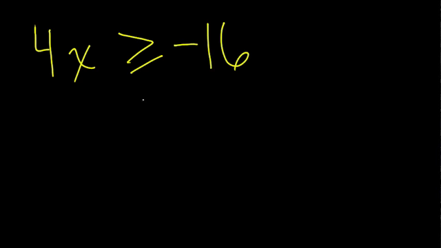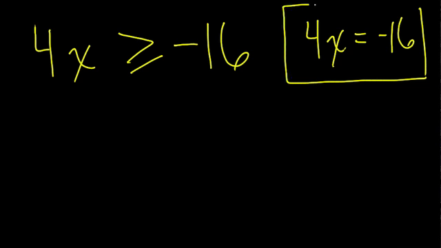Alright, so in this video we're going to graph the solution of the inequality 4x is greater than or equal to negative 16. How do we do this? Well, I would treat this like an equality, as if it said 4x is equal to negative 16, and solve for x. You can do the same things and balance the equation in the same way.